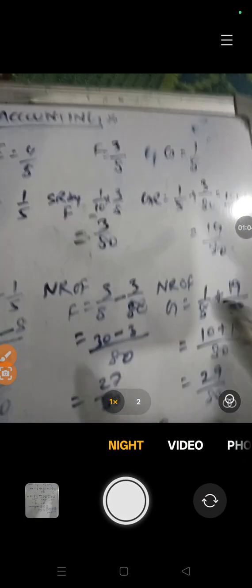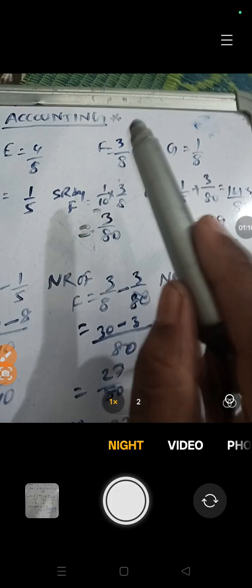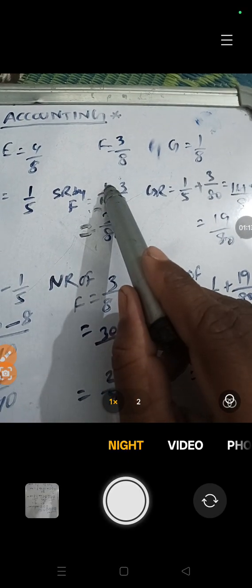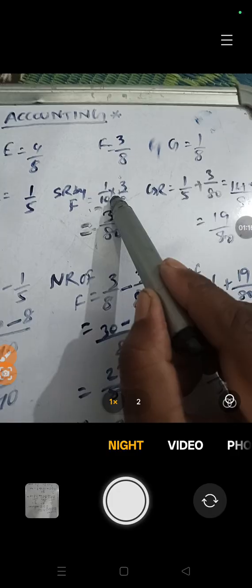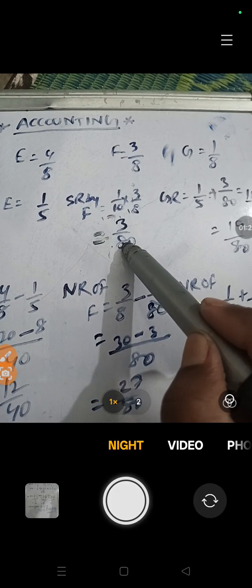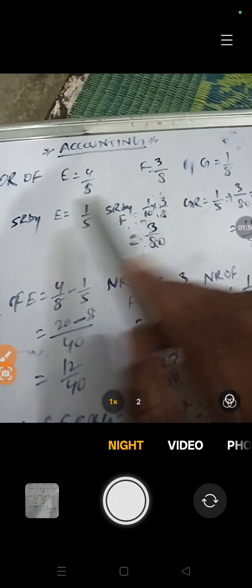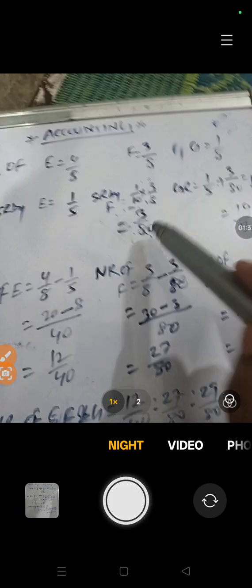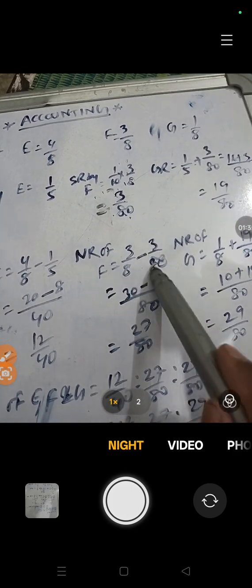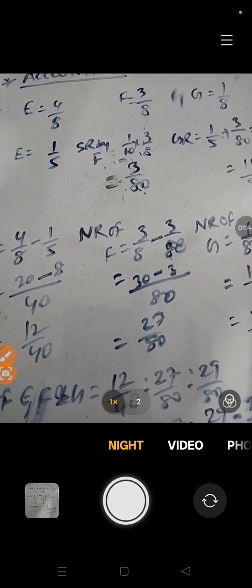See here in this video, I have taken F's old share as 3/8 because the ratio is 4:3:1. Since F is sacrificing 1/10 of his share, that is 3/8, to G, 1/10 of 3/8 is 3/80. This is also the sacrificing ratio of F because he is giving away for G. The old ratio was F 3/8, the sacrificing ratio of F is 3/80. So what is the new ratio? 3/8 minus 3/80 equals 27/80. Okay, so the new ratio of F is 27/80.